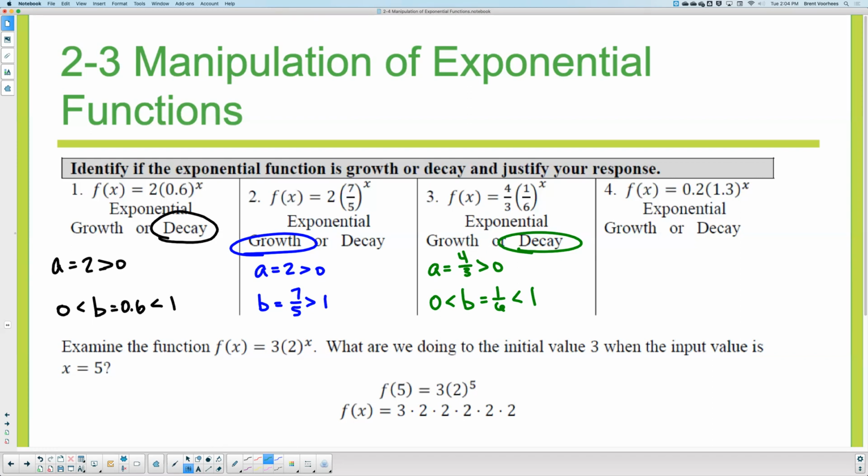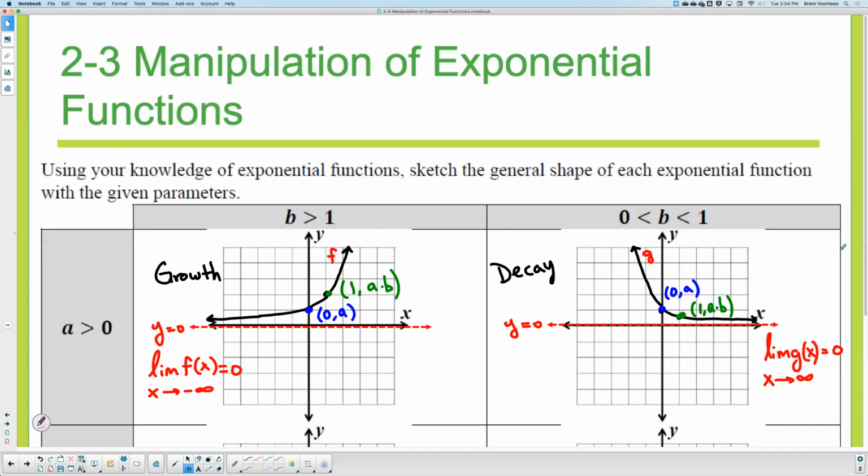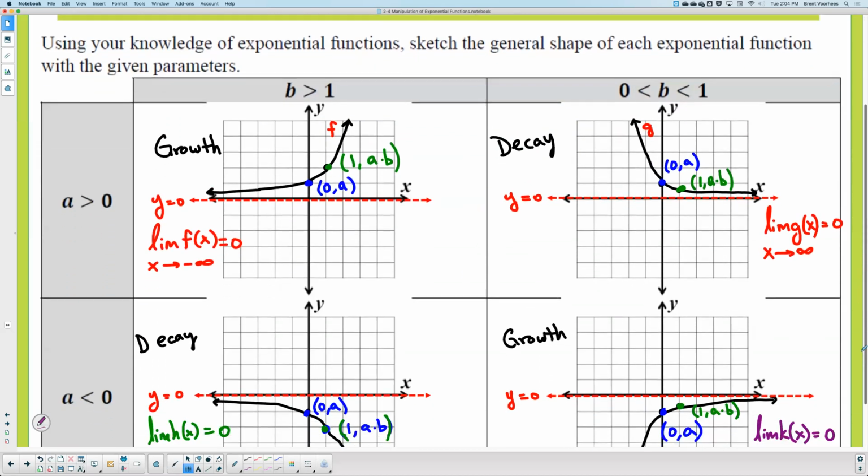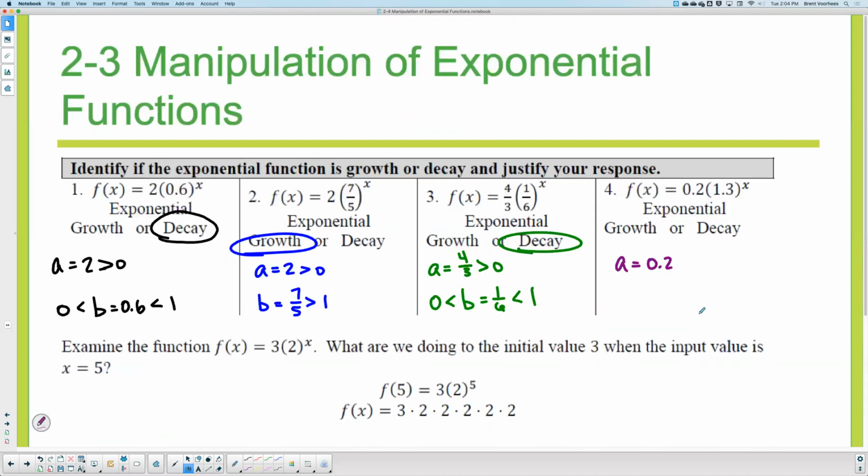And what about the fourth? What can you tell me about the A value? It's less than 1, but that's actually not what matters for A. What matters for A is if it's positive or if it's negative. This is positive, so it's greater than 0. My base is 1.3. What can you tell me about that base? It's greater than 1. So this would be growth. This would be picture 1.